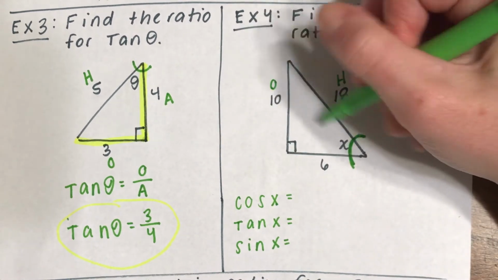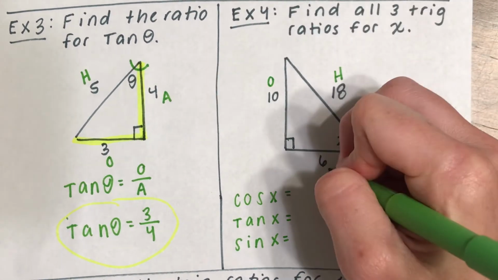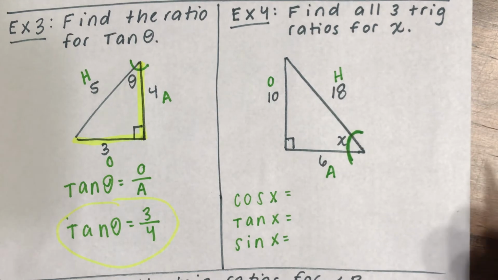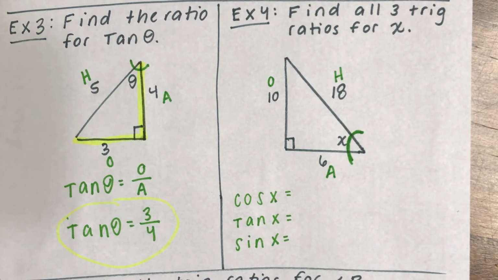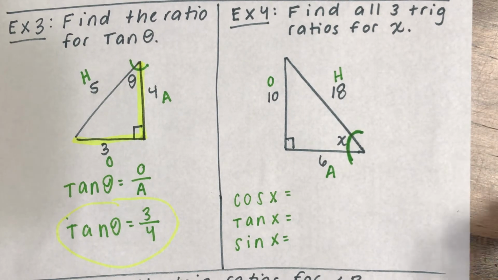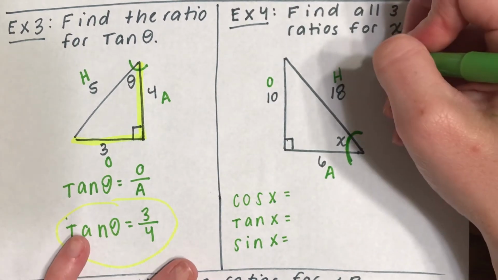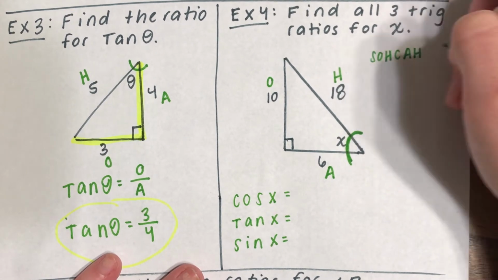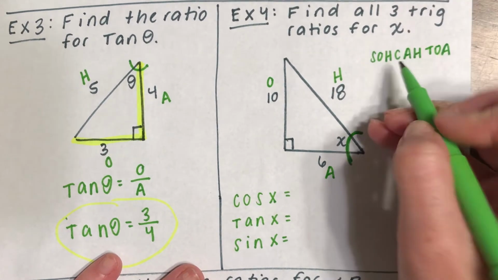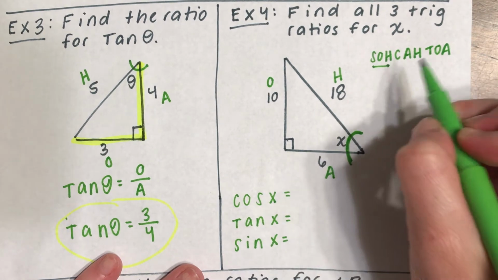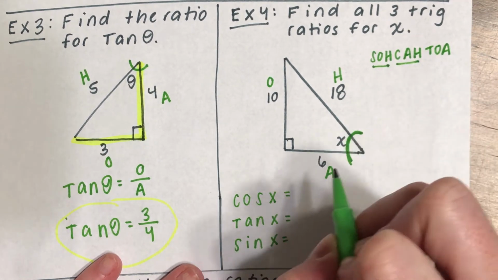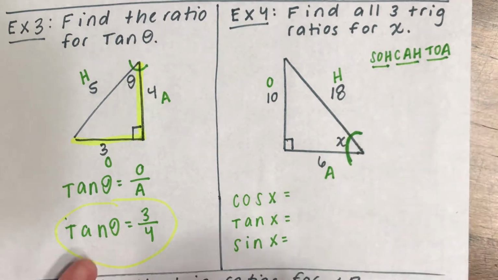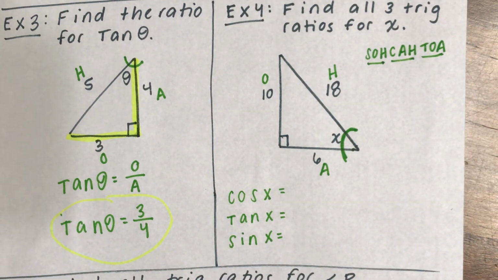10 is the side opposite of x. 6 is adjacent. So what we are going to do is we're going to write down all 3 fractions for the trig ratios. Okay? So don't forget, we write it over here to the side. SOHCAHTOA. Sine is opposite over hypotenuse. Cosine is adjacent over hypotenuse. Tangent is opposite over adjacent.